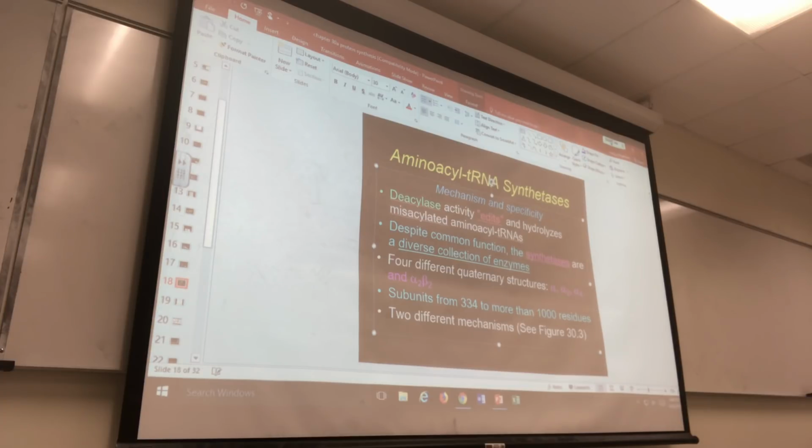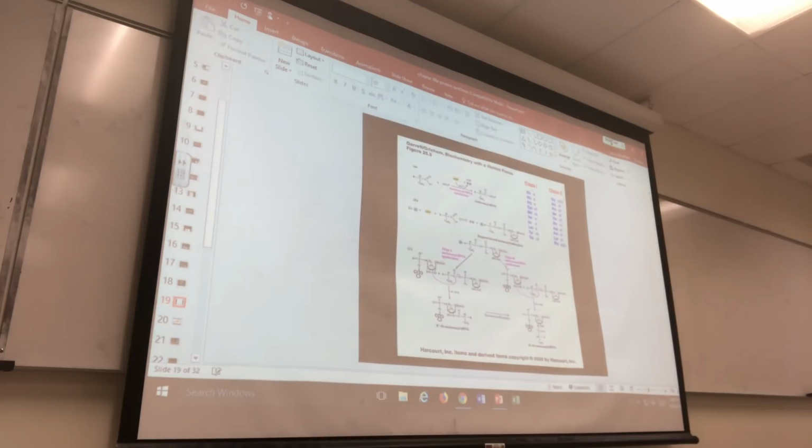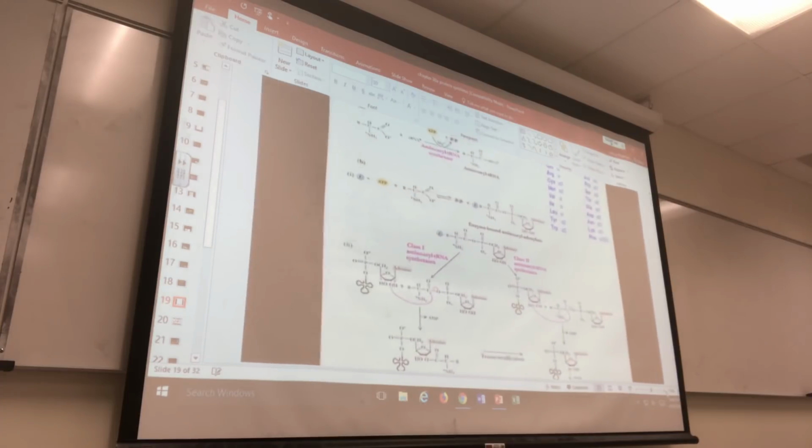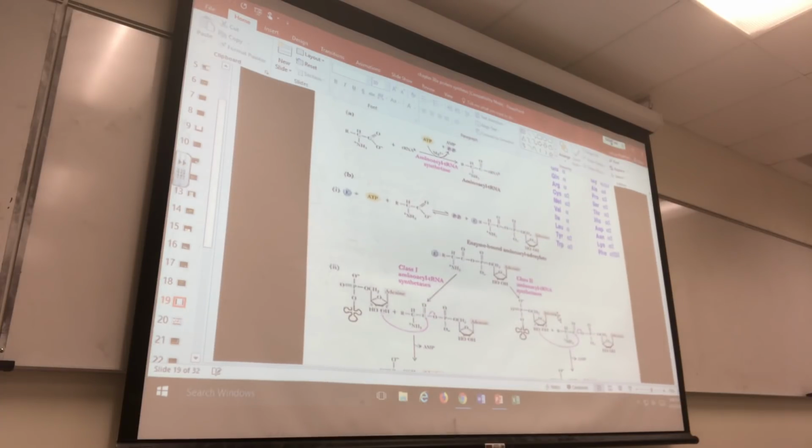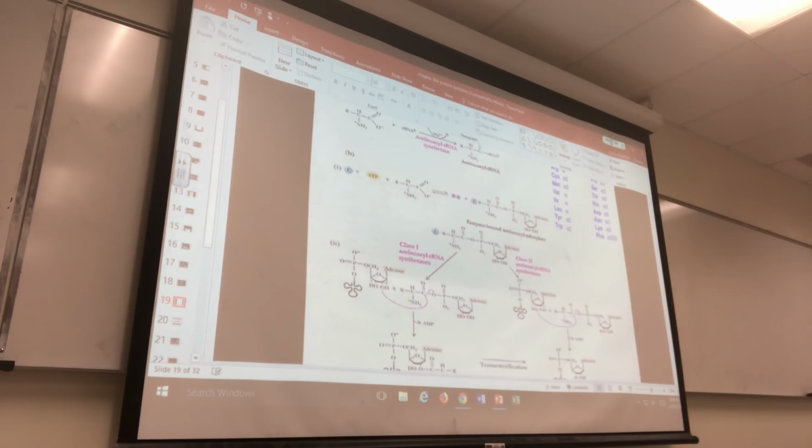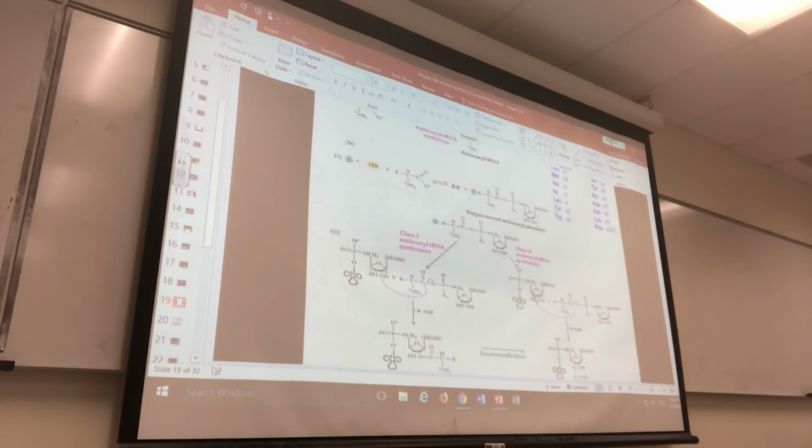Don't worry about all these numbers and stuff. I've never seen that be asked about. This looks like a really complicated slide, but honestly, the only thing you need to know, I will zoom in, is that enzyme, aminoacyl-tRNA synthetase, there are two classes of it. Class 1 and Class 2, so the names are pretty easy to memorize.